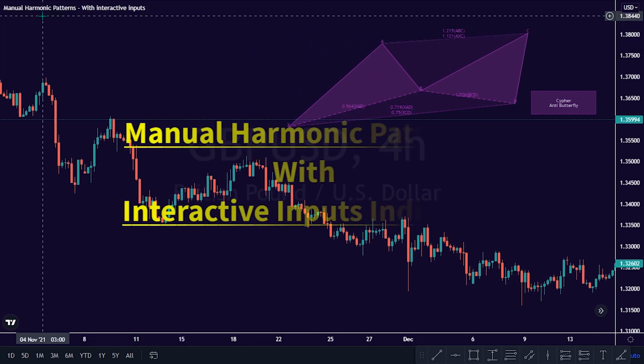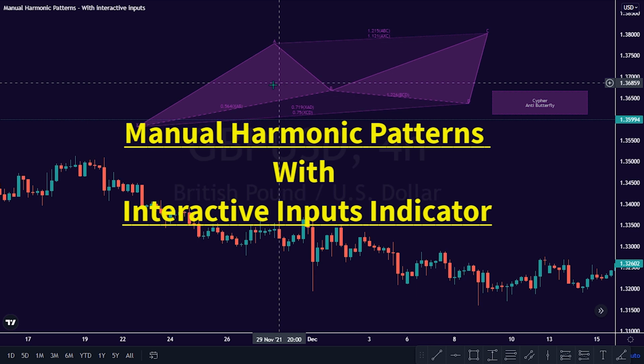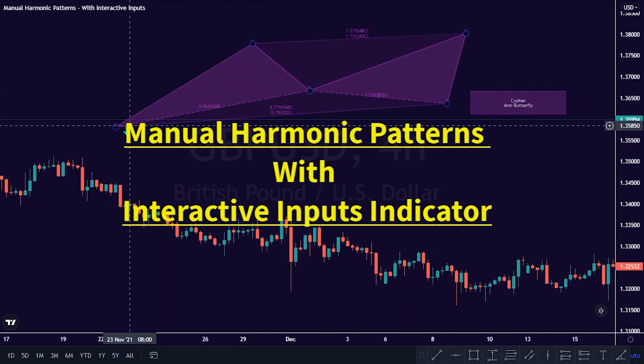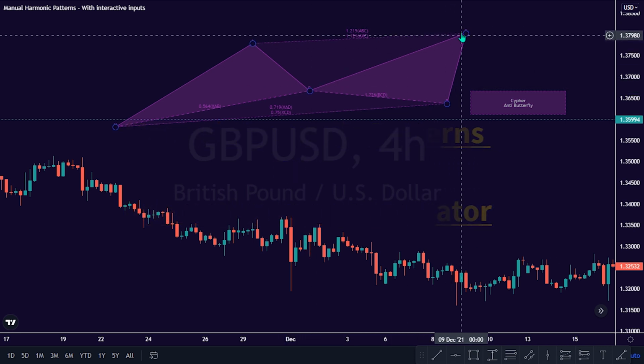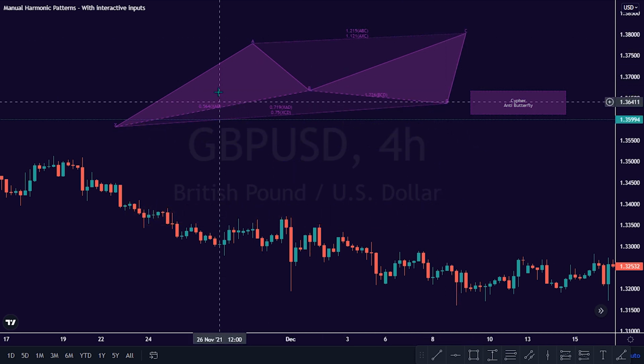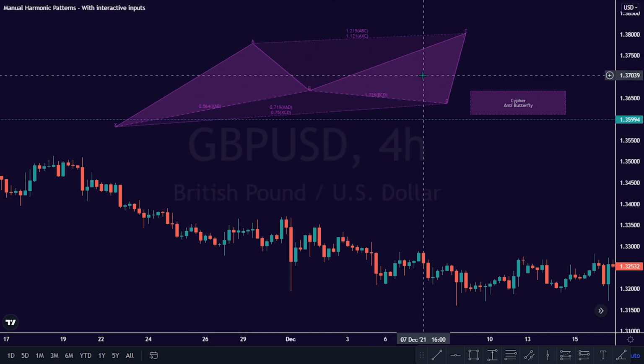The Manual Harmonic Patterns with Interactive Inputs indicator is a drawing tool that allows users to draw XABCD on the chart. This indicator will tell whether there are any harmonic patterns on the drawings made. The indicator is based on interactive inputs and requires users to choose XABCD points.